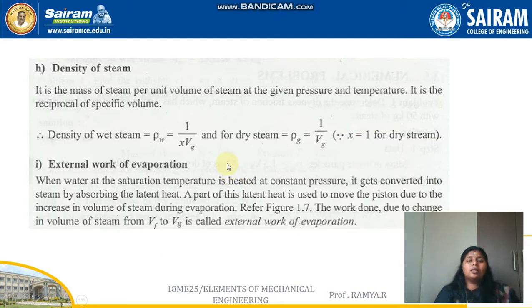And the next one is external work of evaporation. When water at the saturation temperature is heated at a constant pressure, it gets converted into steam by absorbing the latent heat. A part of this latent heat is used to move the piston due to the increase in volume of steam during evaporation.